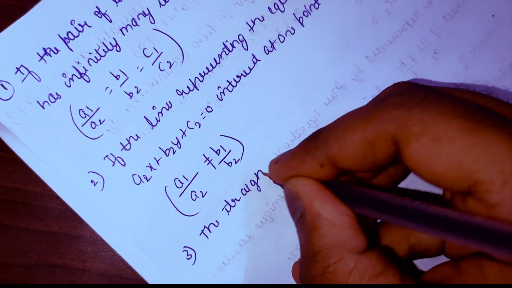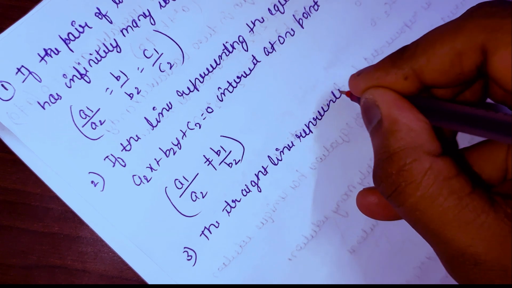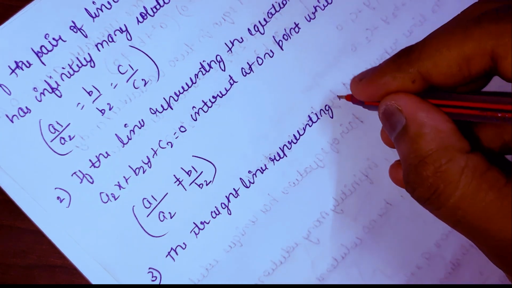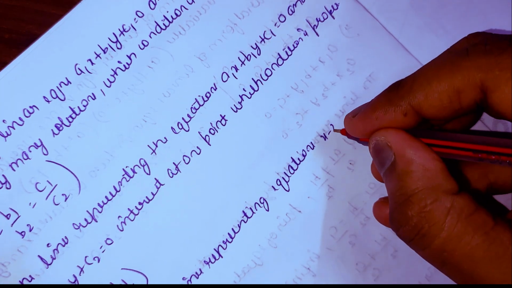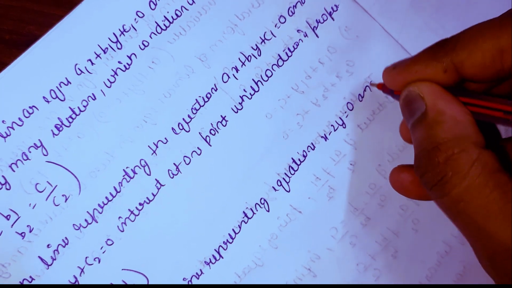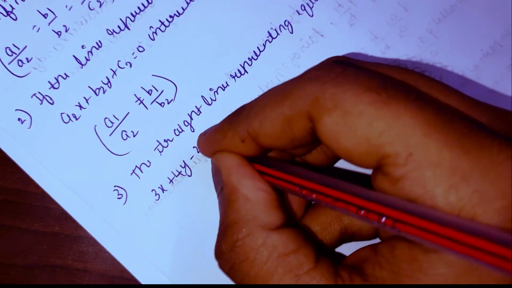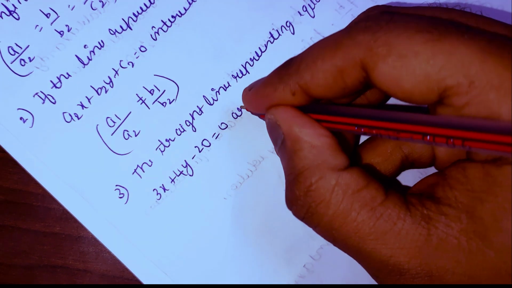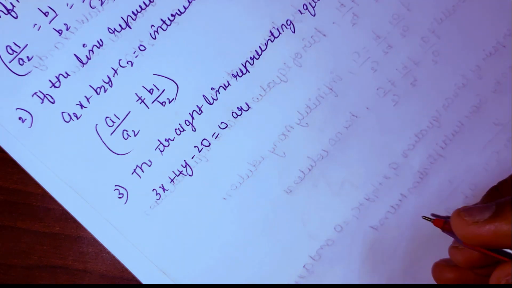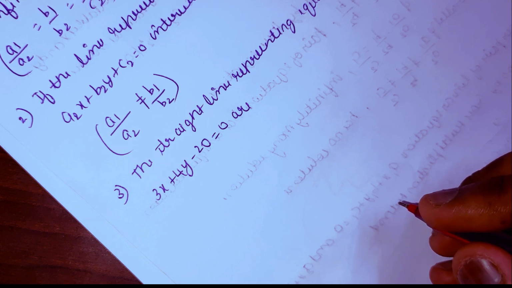Third question. The straight lines representing equations x minus 2y equal to 0 and 3x plus 4y minus 20 equal to 0 are. What are those lines? We have to tell whether they are parallel or intersect, or they coincide or do not intersect. The answer is they intersect.